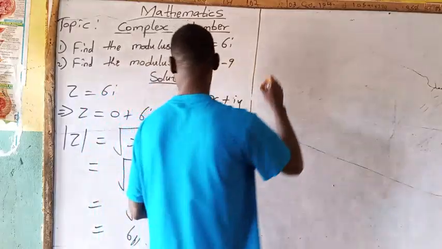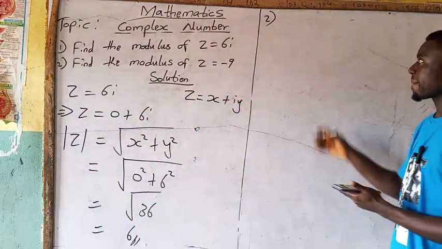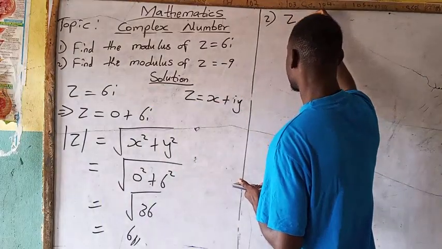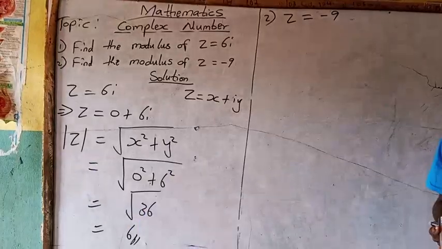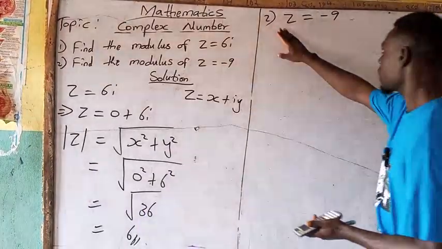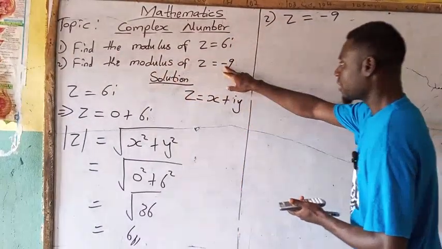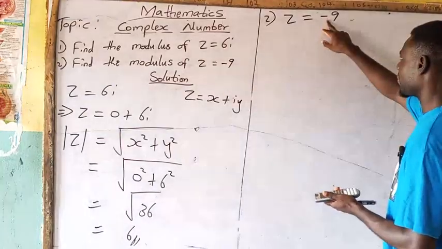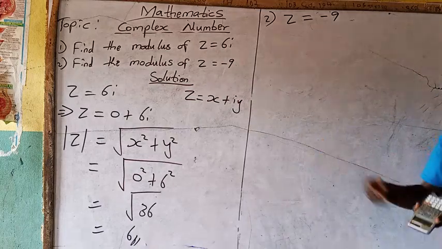Now let's go to the second part. We have z equals minus 9. We want to solve the second question: find the modulus of this number. Now look at this value. This is just a real number. There is no imaginary part.